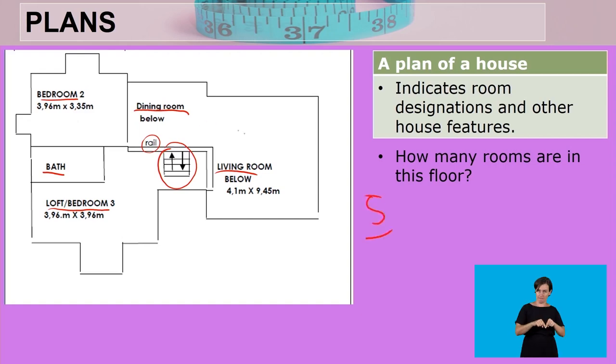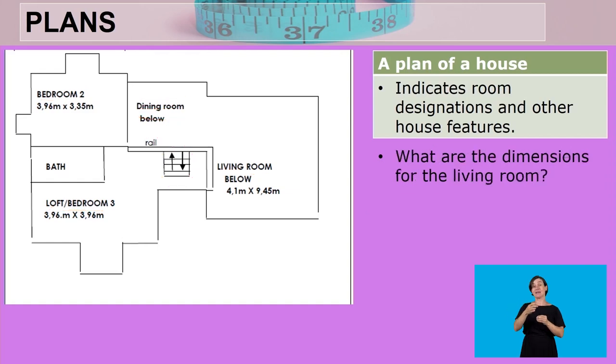Someone would say, but the dining room and the living room is not divided. So why do we count it as 2 separate rooms? We have to count it because we are given the room designation. So it means this is known to be the dining room and this is known to be the living room, whether or not it has a wall dividing the 2 rooms.